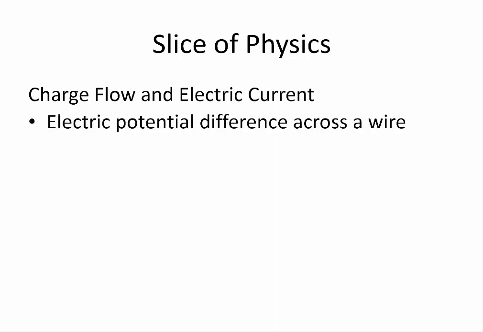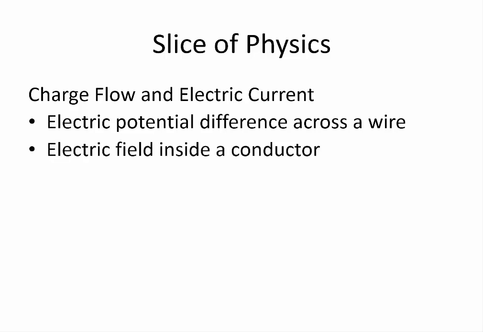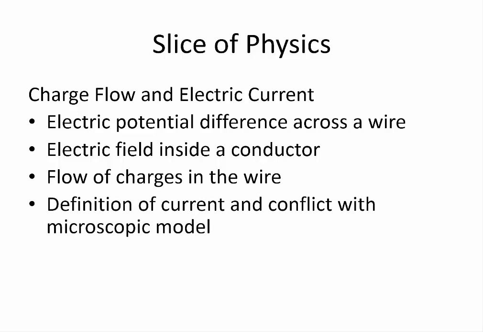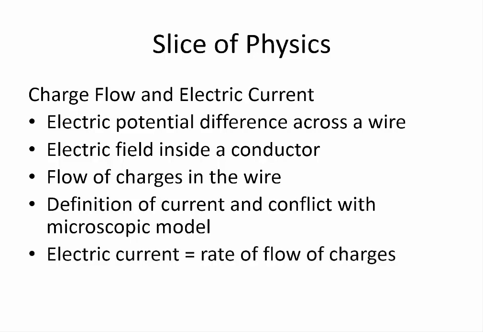We'll start with looking at what happens when you have an electric potential difference across the wire. And one of the things that happens is that there's an electric field created inside the wire, which is a conductor. We'll then see how this electric field or potential difference facilitates the flow of charges in the wire, which leads us to the definition of current as the flow of positive charges, and we will touch upon the conflict this has with the microscopic model. Finally, we will see how electric current is defined as the rate of flow of charges, look at the equations that correspond to that, and close with the unit of electric current, which is amperes.